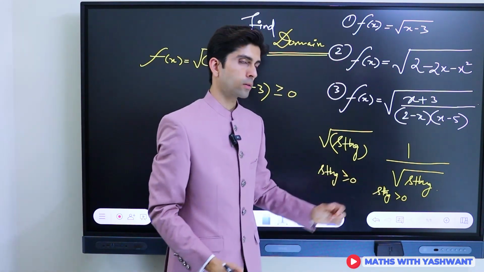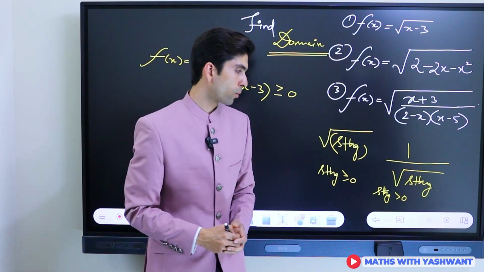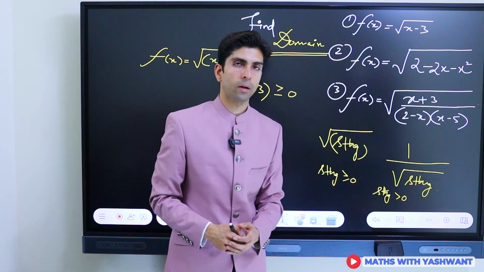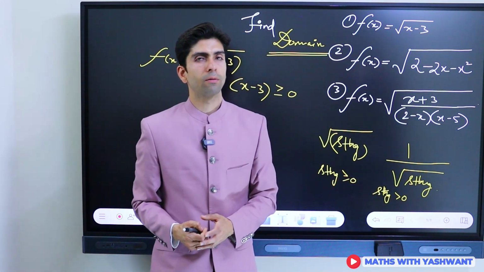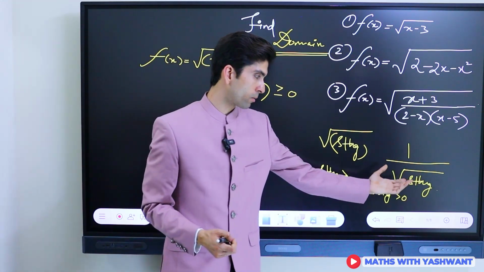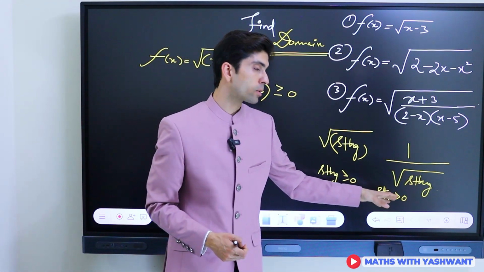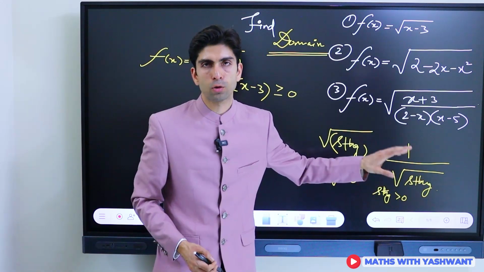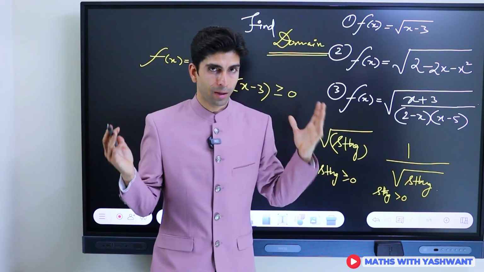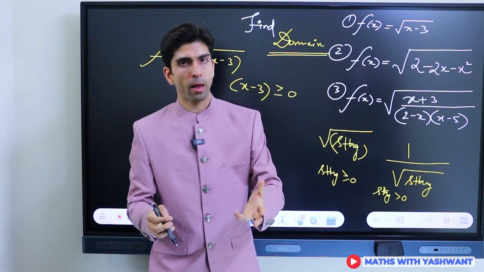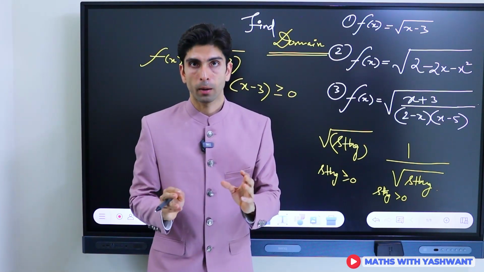We remove the equality sign. There's a reason why we remove the equality sign, because if you put the equality sign, you will also get the values of the variable for which the denominator will become 0. In that situation, the square root is defined. It is not a problem with the square root, because if inside the square root you have a positive value and a 0 value, it is okay.